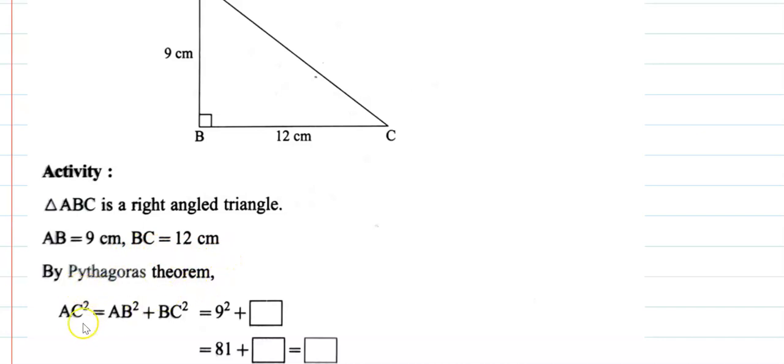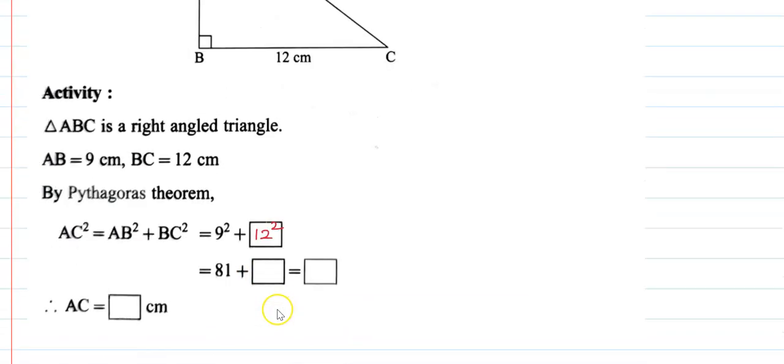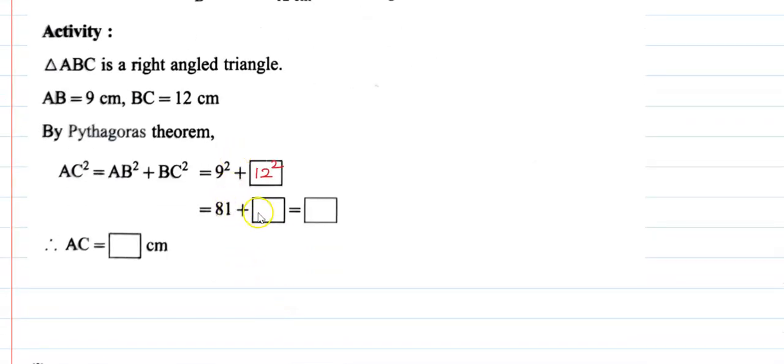By Pythagoras theorem, AC square is equal to AB square plus BC square. AB is 9 square. BC is, here we will write the 12 square. 9 square means what? 81. 12 square is 144. And if we add it, then you will get 225. And therefore AC square is equal to 225, and therefore AC is equal to 15 centimeter.